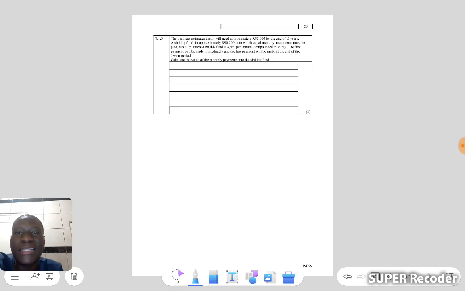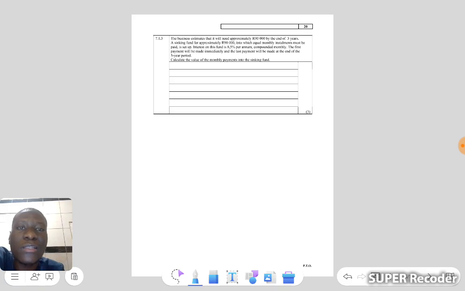7.1.3 is the business estimate. The business estimates that it will need approximately 90,000 by the end of 5 years. A sinking fund, approximately 90,000. So by that statement only, in my mind, I understand that here in this problem they are talking about the future value. They are saying the business estimates that in future, after 5 years, it will have 90,000, right?